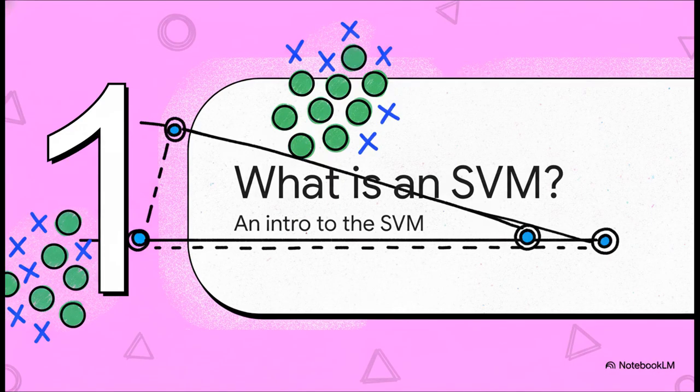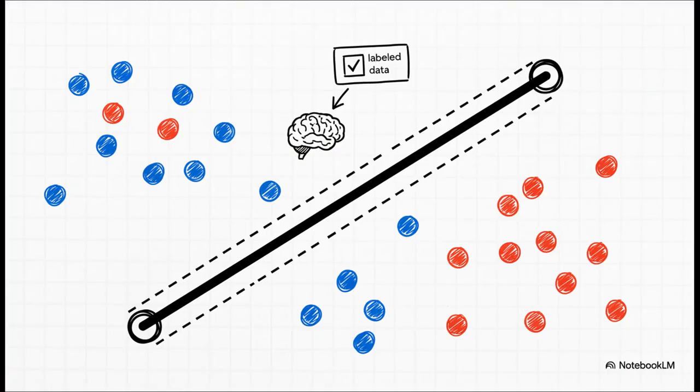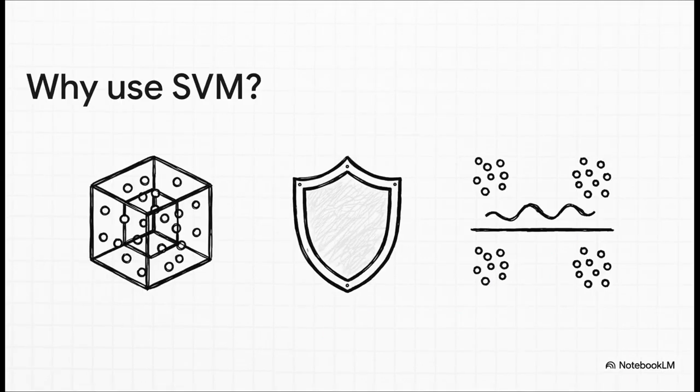Section 1. What is an SVM? So at its heart, an SVM is a type of supervised learning model. All that means is that you feed it data that's already labeled with the right answers. Its main mission in life? Classification. It's all about finding that perfect dividing line, which in the biz we call a hyperplane, to split our data into different groups.